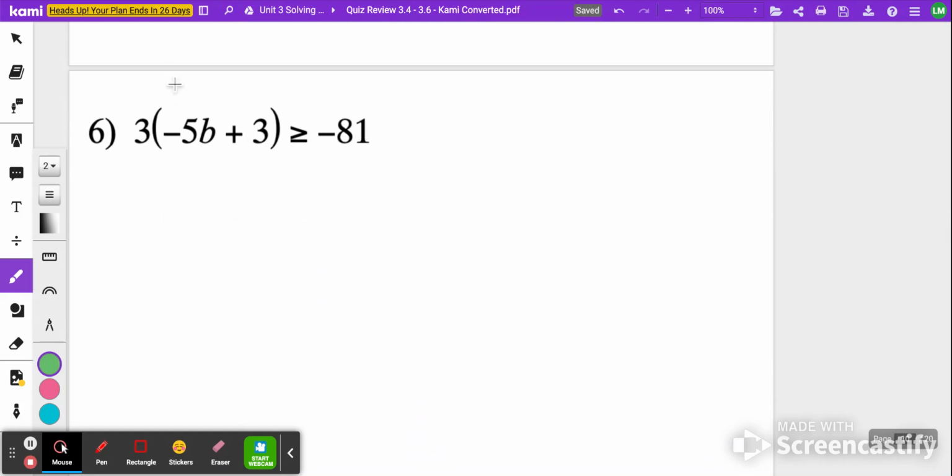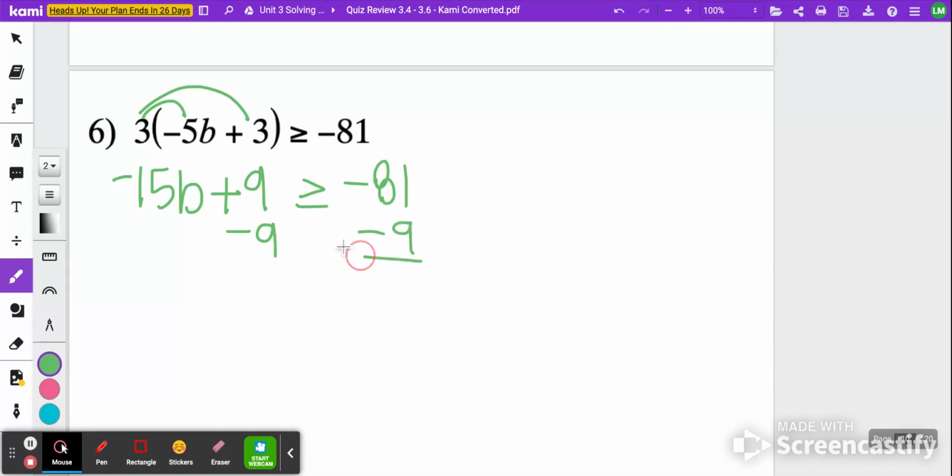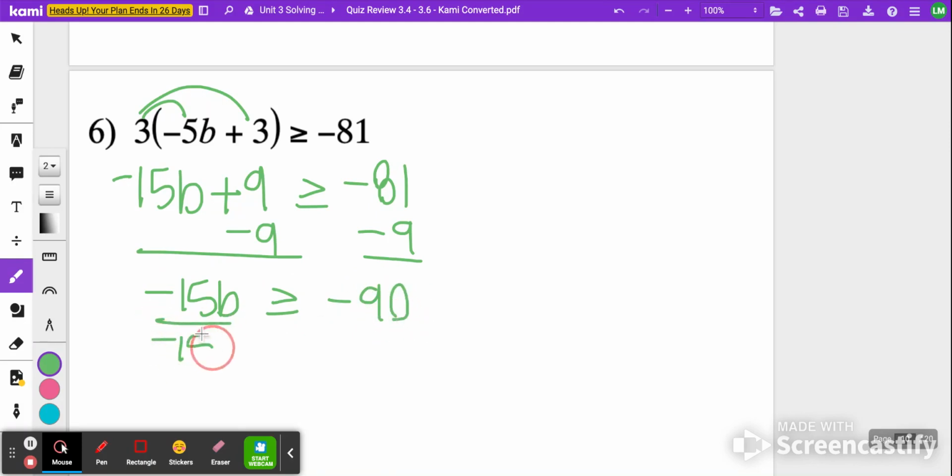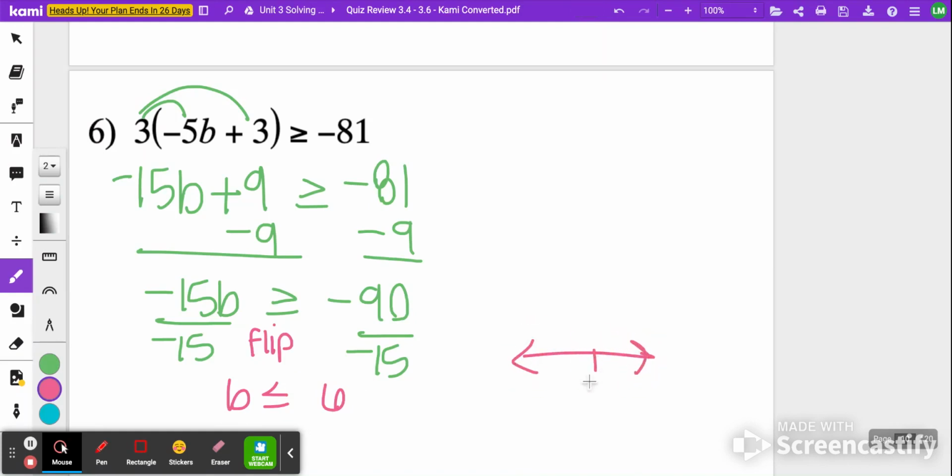Number 6, again distributing. I'm going to distribute 3 times negative 5b is negative 15b plus 9 is greater than or equal to negative 81. Subtracting 9 from both sides, I get negative 15b is greater than or equal to negative 90. Last but not least, I'm dividing both sides by negative 15, but because I'm dividing by a negative, I'm flipping my inequality symbol. So b is less than or equal to a positive 6. On my number line, that is a closed circle pointing left.